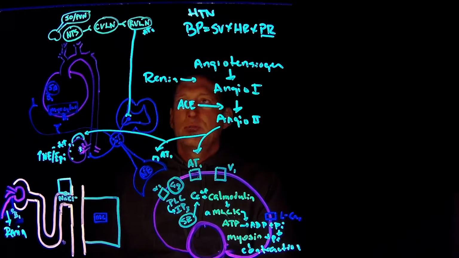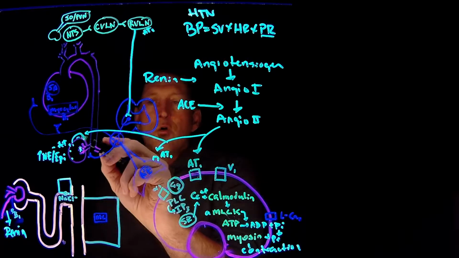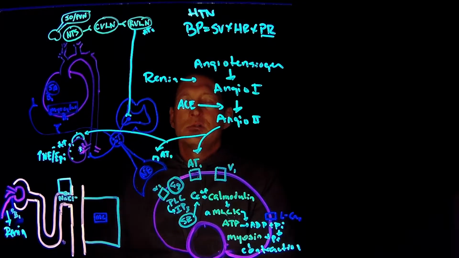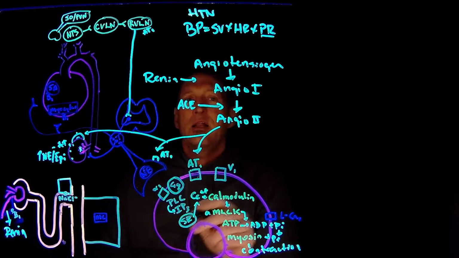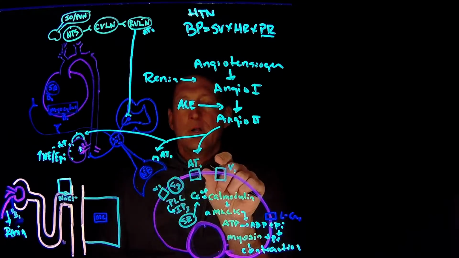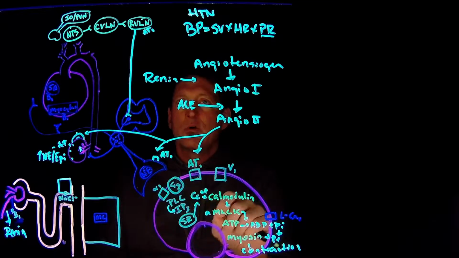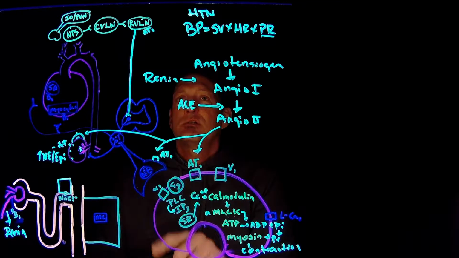But there's more, because another thing that angiotensin 2 does is it goes to the zona glomerulosa in the cortex of the adrenal gland. At the zona glomerulosa, it's going to stimulate that AT1 receptor. It's going to allow calcium to come in and promote steroidogenesis. The steroidogenesis is of the mineralocorticoid aldosterone.